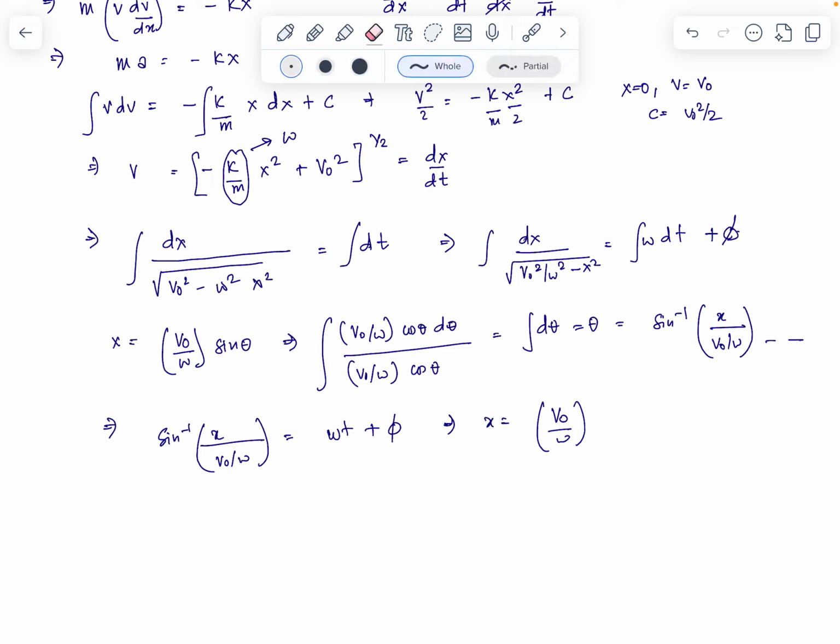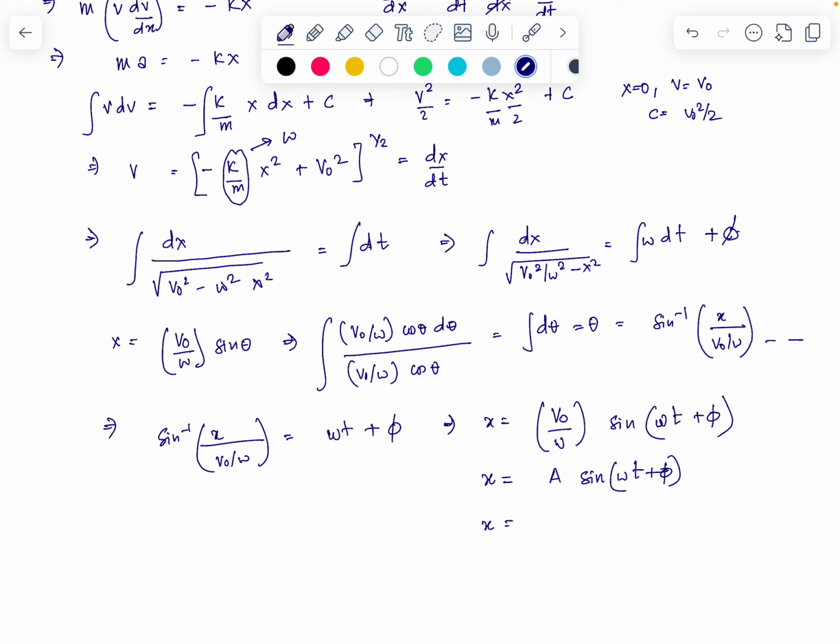So we can write x equals v0 divided by omega times sine of omega t plus phi. What we can see here is that we could have even substituted cosine theta instead of sine theta. So if we write this expression generally as a times sine of omega t plus phi, we can also write x as b times cosine of omega t plus phi.